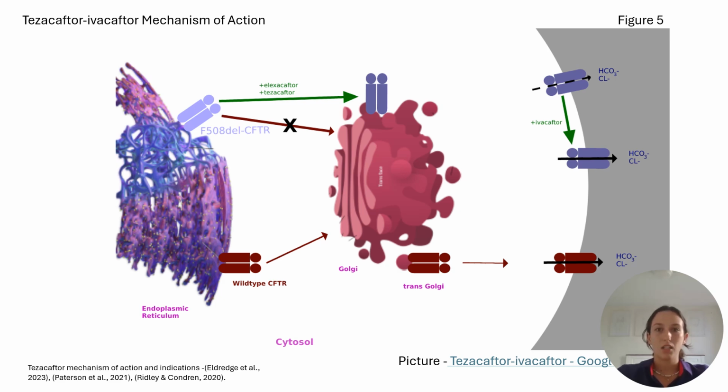Tezacaftor is a CFTR modulator that targets the underlying causes of cystic fibrosis. It gates the mutation and allows the chlorine ions to flow through the membranes and enables an ion equilibrium. This can be seen in figure 5. It acts as a corrector and enables the CFTR proteins to come to the surface of the cell, which is seen in this diagram here.